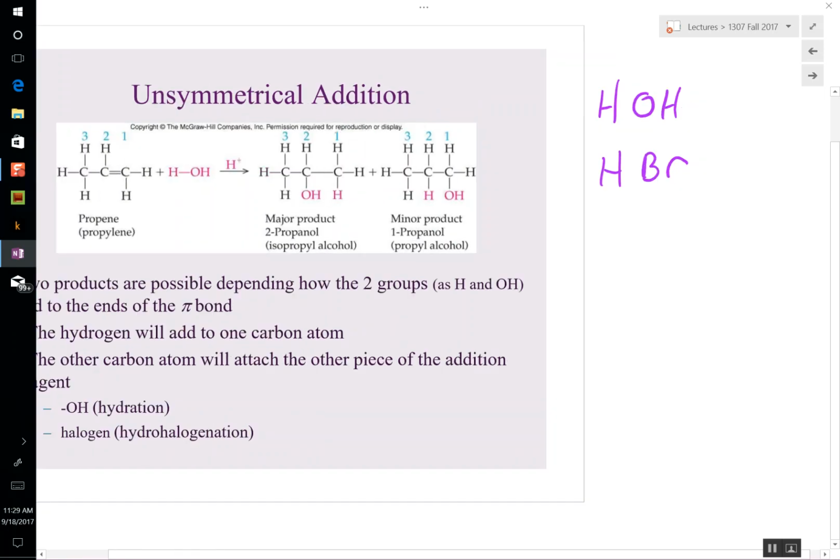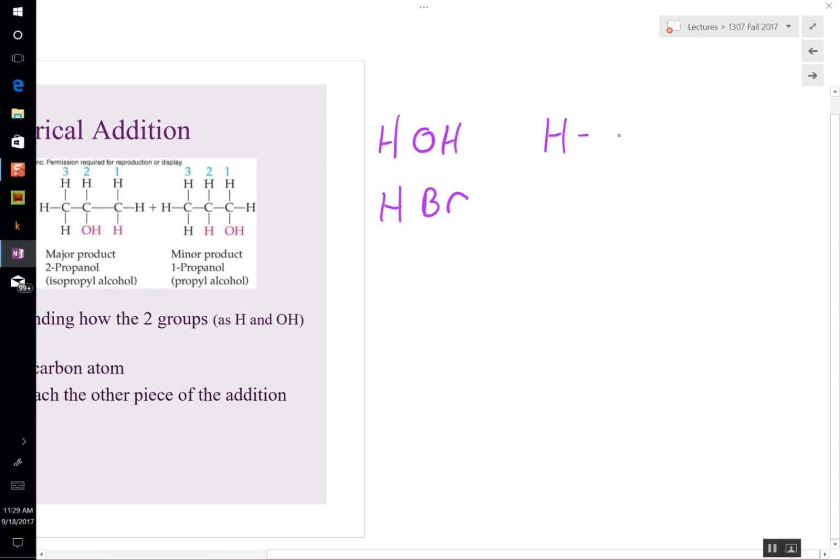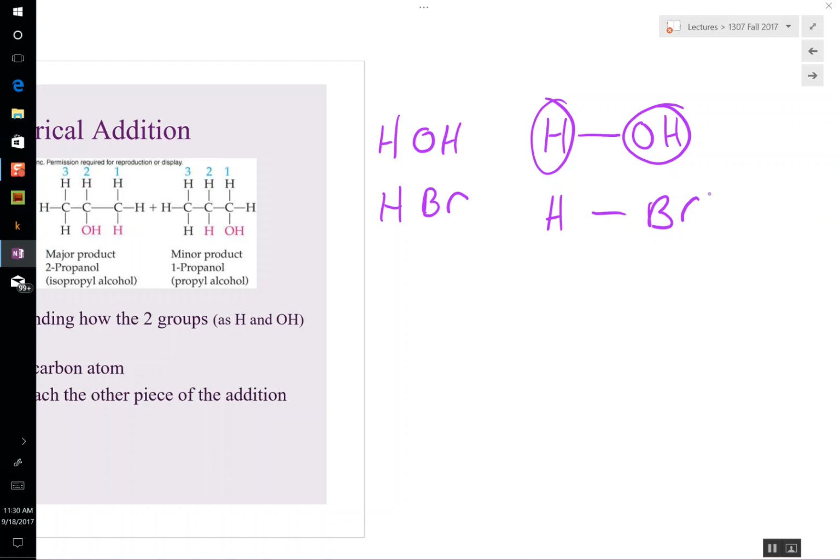What do we have here? For water, we're going to be focusing on this bond. We're going to add water across a double bond. Part of the water molecule is going to go on one of the carbons, the other part is going to go on the other carbon, but you can see the two parts are different. That's what we mean by unsymmetrical. The two sides of the molecule are not identical. Likewise with hydrogen and bromine. Half of the molecule is hydrogen, the other half is a halogen, bromine in this case.